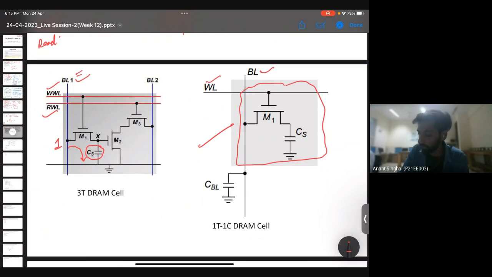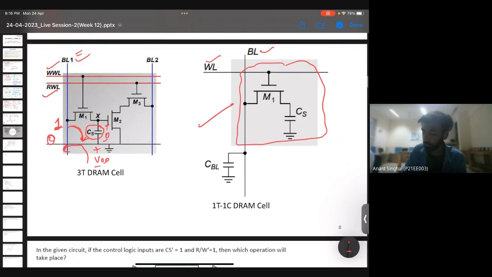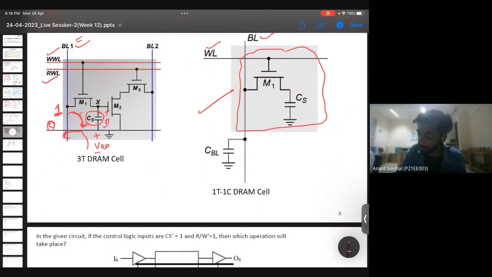If it was initially at 0 volt, it will get charged to VDD once we apply a high voltage. Suppose it was at VDD and we applied a 0 here, it will get discharged like that. So this is how we write. It is quite a simple operation. It just depends upon this CS. It will get charged or discharged according to the input applied.